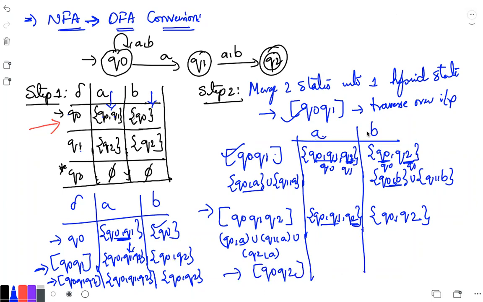Same, traverse over the input, A comma B. So Q0 on A. What is Q0 on A? Q0 comma Q1. Q2 on A is nothing, so close it. Q0 on B is Q0. Q2 on B, what is Q2 on B? Nothing, so close it. Okay, so now this is the fourth row. You should be adding here.